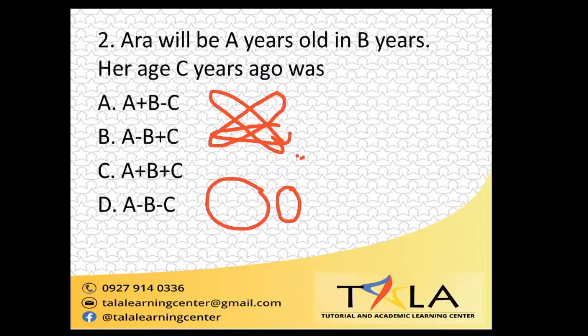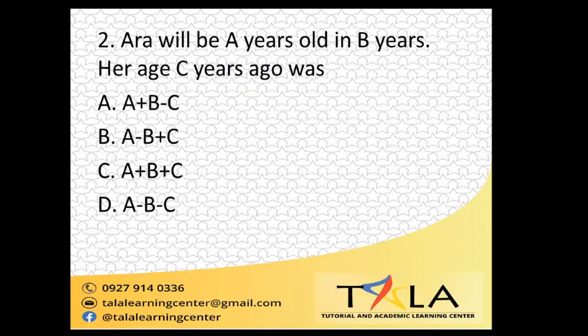Okay, next. So for our next problem, Ada will be A years old in B years. Her age C years ago was. So this is an age problem. Siyempre, yung mga years old tsaka years ago. So, guys, ang tatandaan kapag may age problem, past, present, and future. Okay? So, kinakailangan alam mo kung ano yung past, present, and future. Or sometimes, it really pays if you illustrate things.